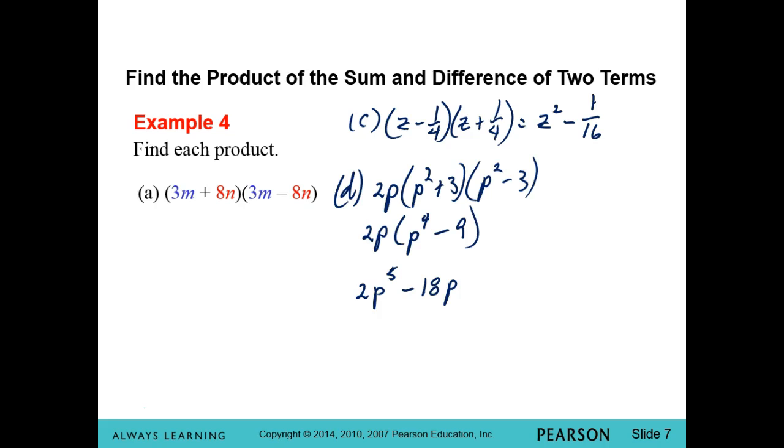Now, that leads to another issue. I was not going to bring it up, but since you kind of asked, if that had said a minus p plus 3 times a plus p plus 3, then just rearrange them and it would be 3 plus p squared times 3 minus p squared. And then you do the same thing.